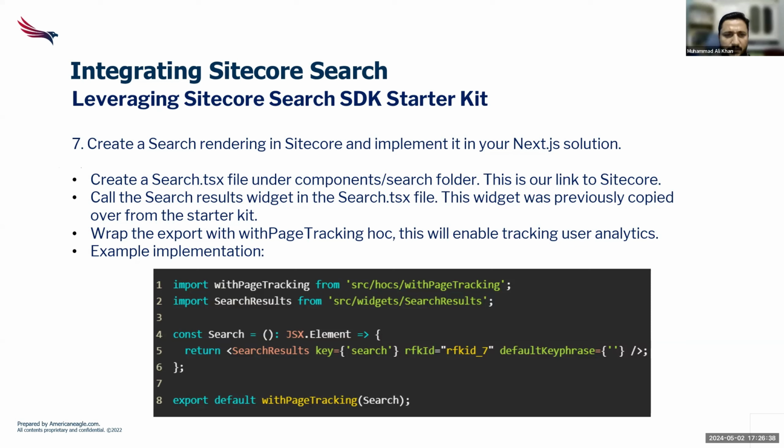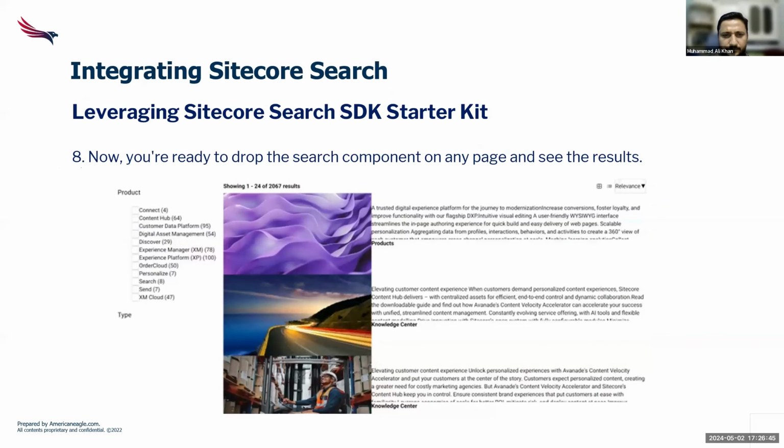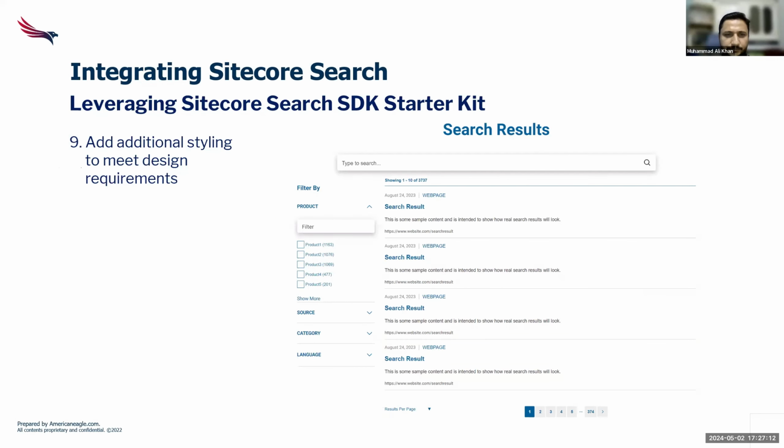Once all of these steps are completed, we are ready to drop this component on any of the Sitecore pages, and our final end result should be like this. All of the facets are created for us. Everything is created for us out of the box, by copying all of these widgets from the starter kit. So this is our end result.